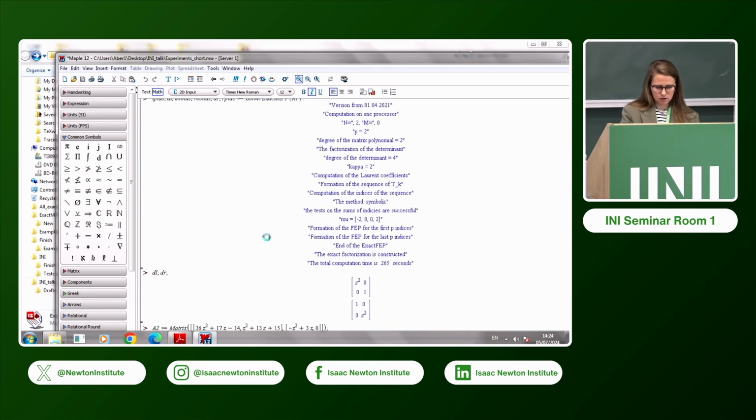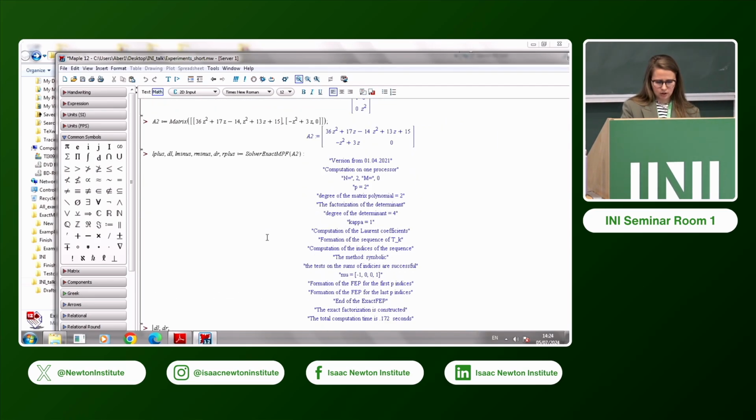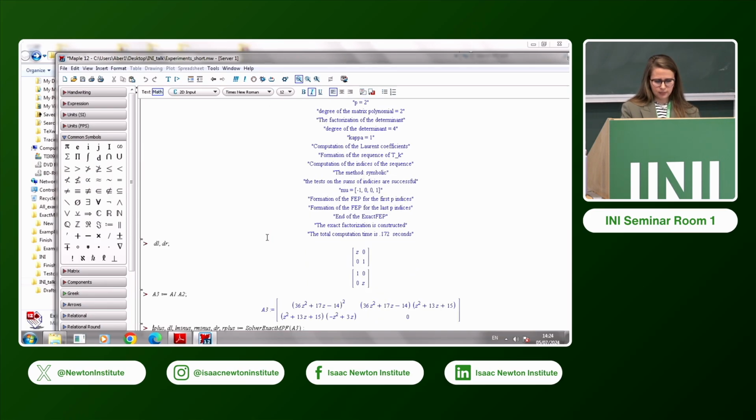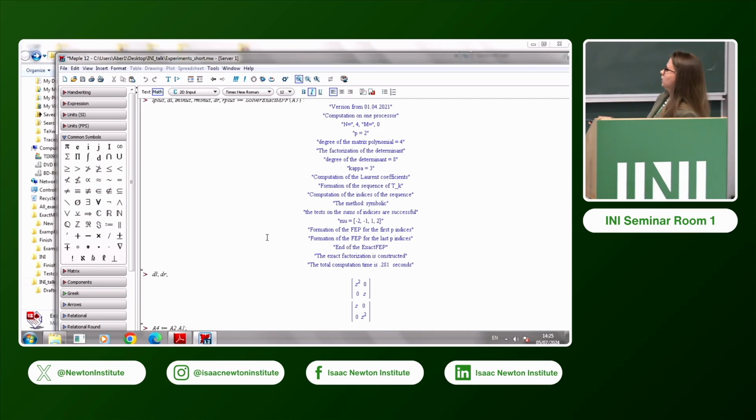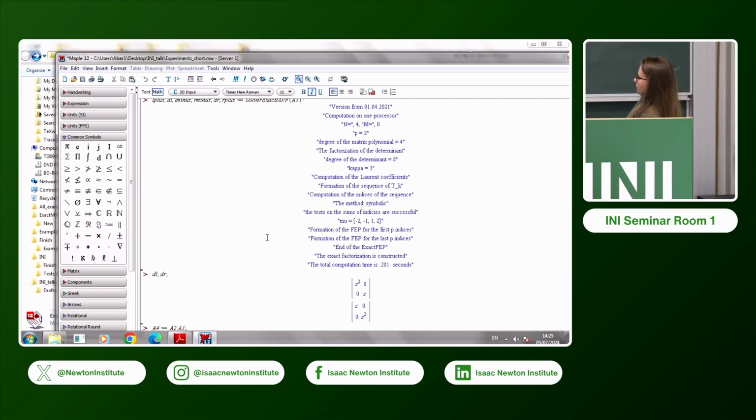So here we multiply, and as you can see, our partial indices, and let's try it in a different order. Yeah.